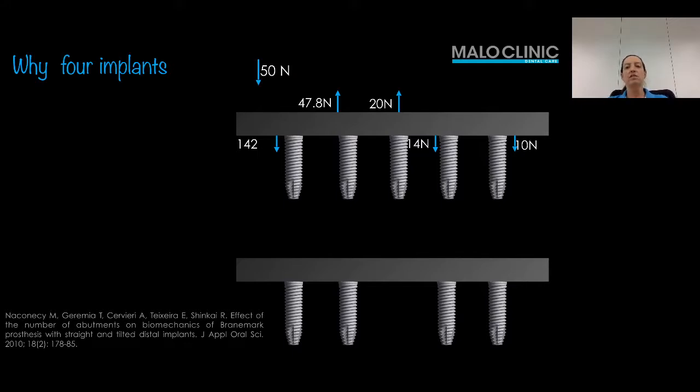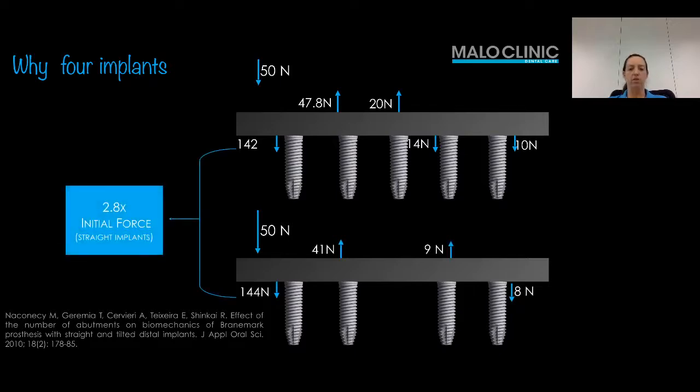We can see, for example, that the force is felt more on the first 2 implants, one in the same direction and the other in the opposite direction. So when we have the cantilever and straight implants, we will feel about 2.8 times the initial force, as you can see here. Now, one very important thing we can realize is that the implant in the middle, when you compare 5 to 4 implants, does not actually play any role at all.